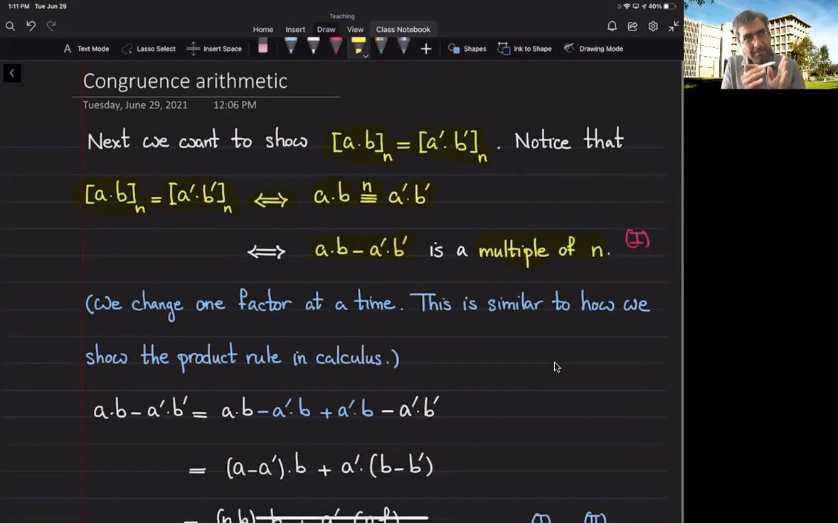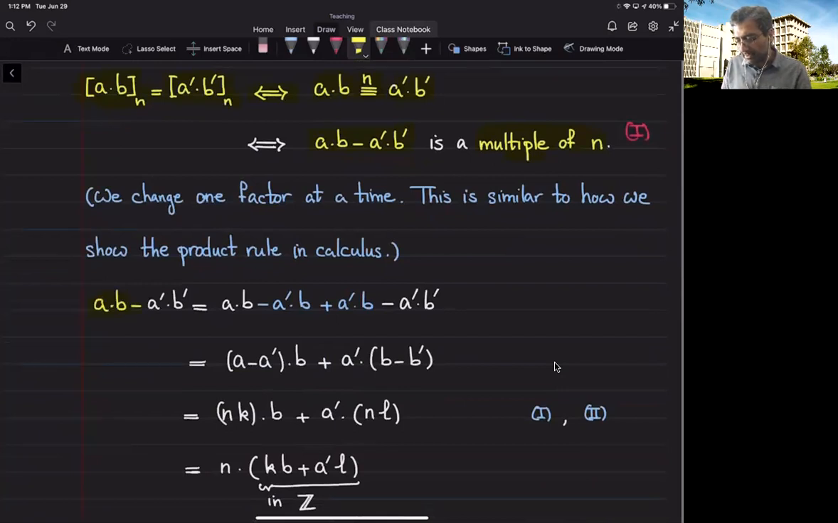So we are interested in AB minus A prime B prime. Now, from AB to A prime B prime, I have to change A to A prime and B to B prime. Instead of changing both of them at the same time, I'm going to change one of them at a time. So I go from A times B to A prime times B, and then from A prime times B to A prime times B prime. This is a type of technique that you've probably seen when you prove the product rule in calculus. But disregard that. Let's see the computation.